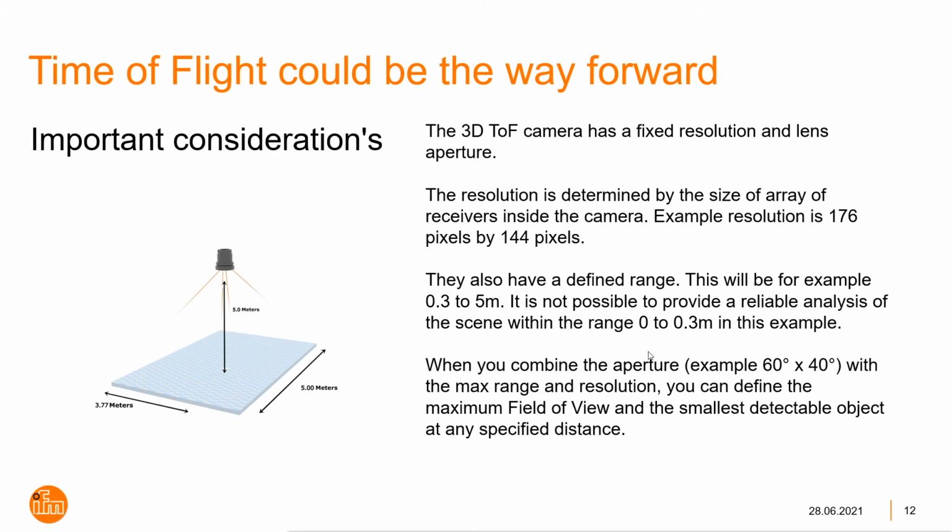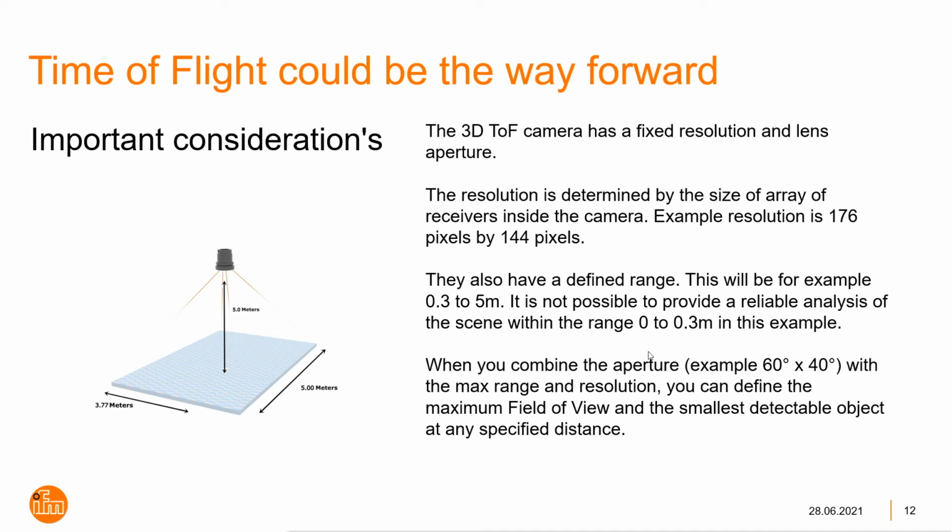So hopefully now you're thinking, yep, I like the idea of this, but what do I need to know before I start looking at time of flight in my application? When you look at the websites and go through making choice of supplier, you'll see that we quote things like resolution, that's the size of array of receivers inside the camera. We define its working range, so 0.3 to 5 meters. It's never 0 to something, because with time of flight there's a dead zone where the returning light is that quick that we can't actually process it reliably. So we set ourselves a safety barrier, in this example 0.3. So from 0.3 to 5 meters the sensor will work.